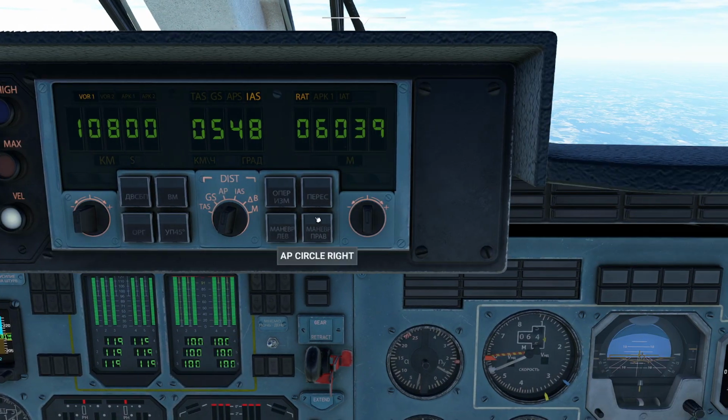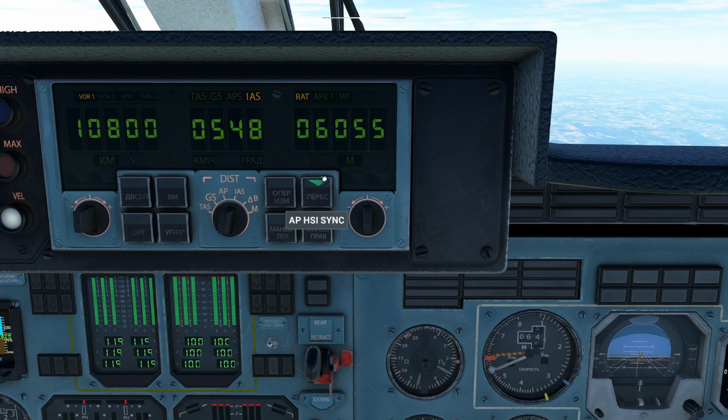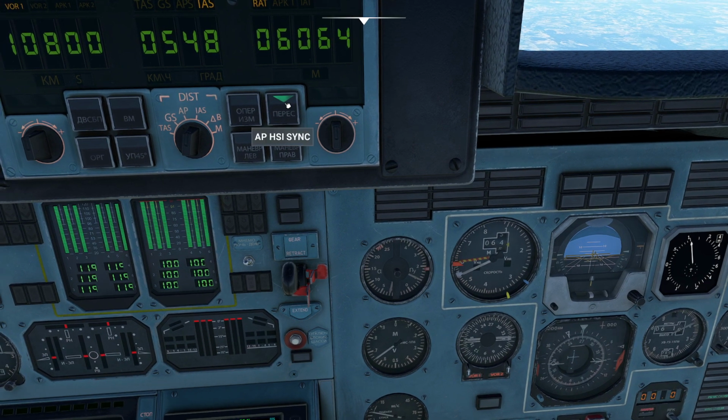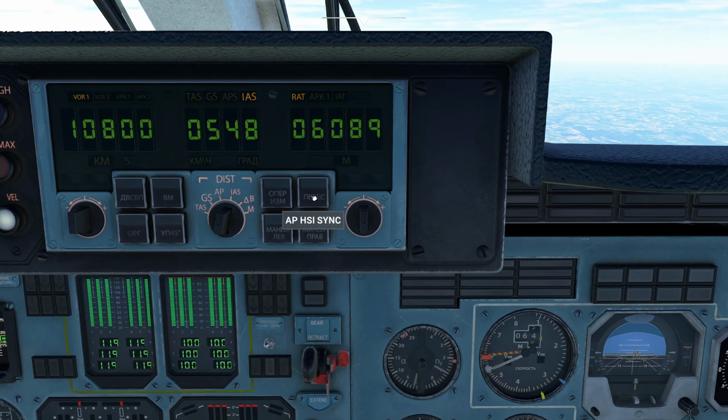Over here on the right, you have some interesting buttons. You have the HSI sync. They didn't describe this one in the manual. On the Tupolev 154, this actually lines it up properly with what it's supposed to be pointing at. I haven't seen it do anything yet, but I'm sure it does. I just haven't figured it out.